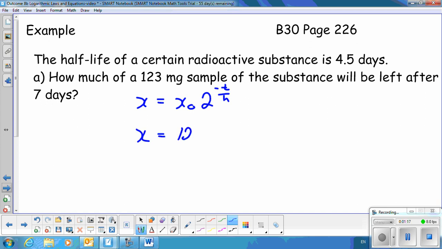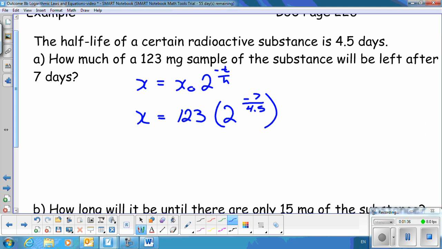X0 is how much we started with, so in this case 123 milligrams. 2 to the power of negative, T is the time that's passed, so 7 days, over the half-life, which in this case is 4.5 days. Now it's a matter of using your calculator to plug this in. Plug it in and solve it, and you should end up with about 41.8 milligrams left.